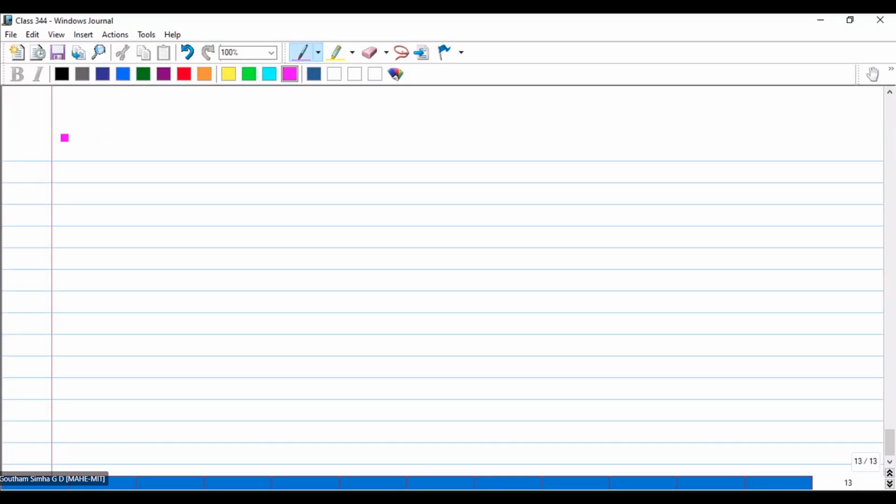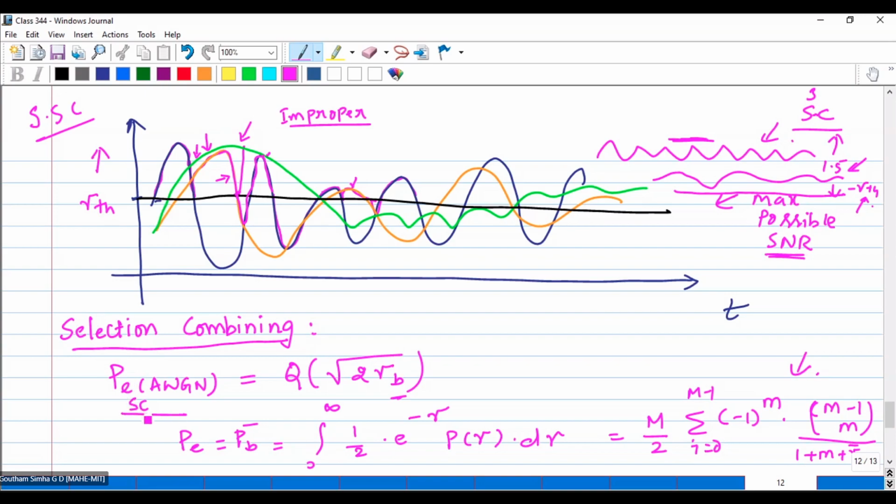First, the PDF of selection combining using Rayleigh you have to find out. You can choose Rayleigh also, because the exponential of hi square becomes equal to 1. Now, if you choose Rayleigh, what happens? PB is equal to the integral from 0 to infinity of 1 by 2 e to the power of minus gamma into P gamma. That remains the same. Okay. Don't be under the impression that Q of square root of 2 gamma B will come for AWGN. This is for Rayleigh.